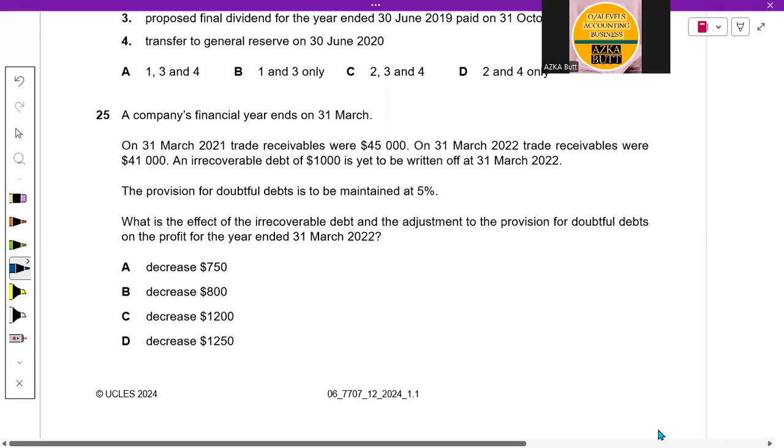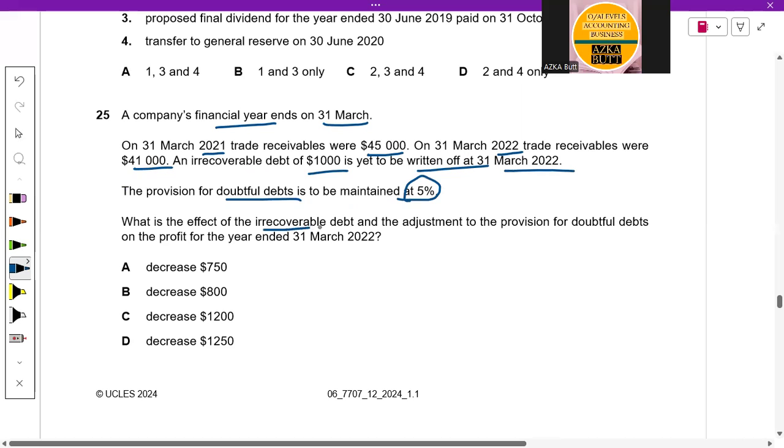So now let's see the other one. Question number 25. A company's financial year ends on 31st March. On 31st March 2021, trade receivables were 45,000. On 31st March 2022, trade receivables were 41,000. An irrecoverable debt of $1,000 is yet to be written off at 31st March 2022. Provision for doubtful debts is to be maintained at 5%.